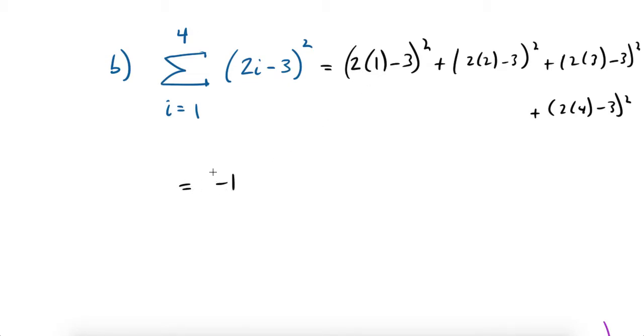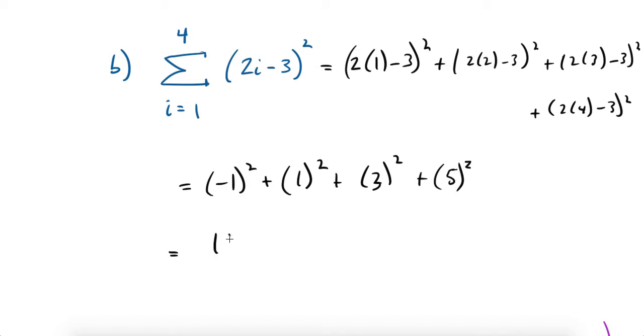So then this is negative 1 squared. This is positive 1 squared, right? This one is 2 squared. This one is 5 squared. Right, so 2 minus 3, that's negative 1. 2 times 2 is 4 minus 3, that's 1. 2 times 3 is 6 minus 3, oh, this should be 3. Right, 2 times 4 is 8 minus 3, 5. So then this is 1, this is 1, this is 9, this is 25, for a grand total of 36.